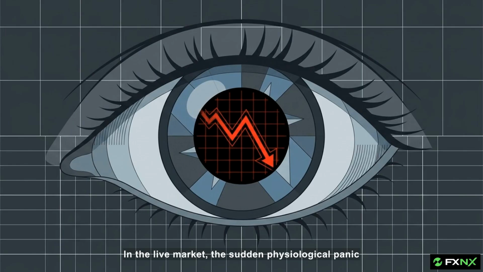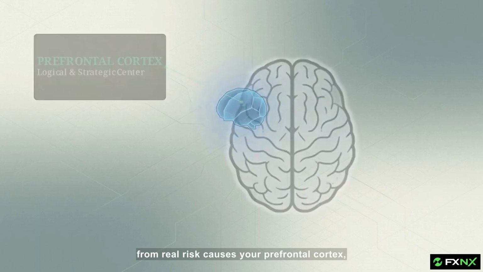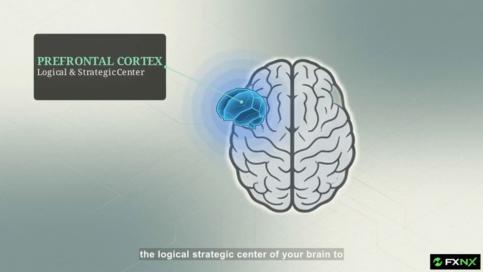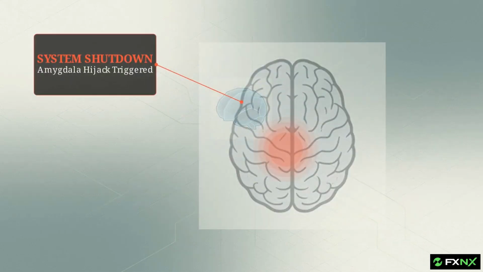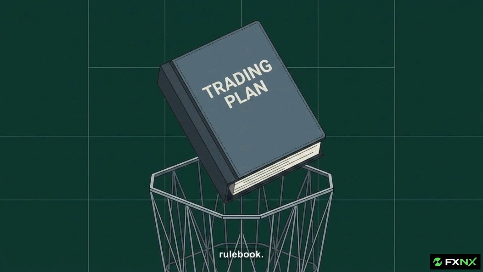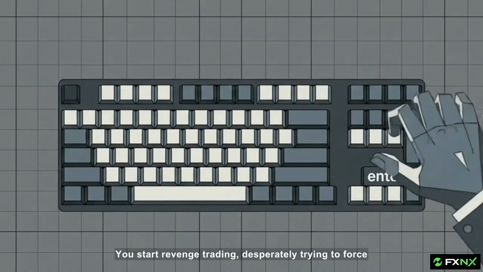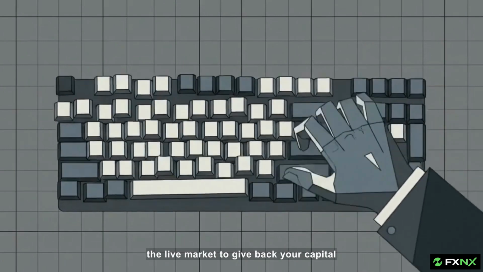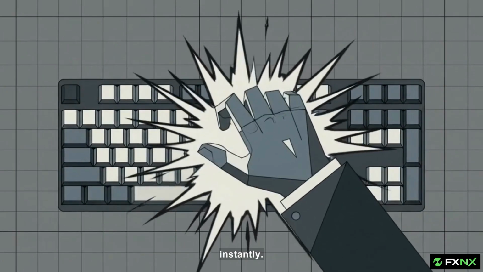In the live market, the sudden physiological panic from real risk causes your prefrontal cortex, the logical, strategic center of your brain, to shut down. It hands the wheel directly to your fight-or-flight response. The immediate result is that you abandon your rulebook. You start revenge trading, desperately trying to force the live market to give back your capital instantly.